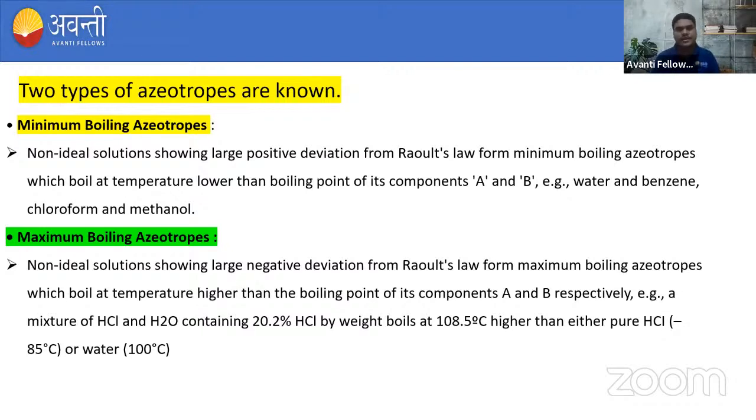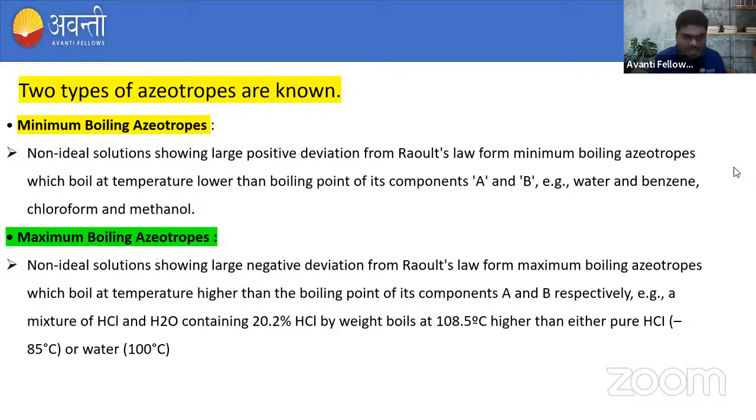They form minimum boiling azeotropes and boil at a temperature lower than the boiling point of components A and B, right? For example, just write all the examples of positive deviation like ethanol and water, or carbon tetrachloride (CCl4) and chloroform, water and benzene, chloroform and methanol. So they all are examples of minimum boiling azeotropes, right?